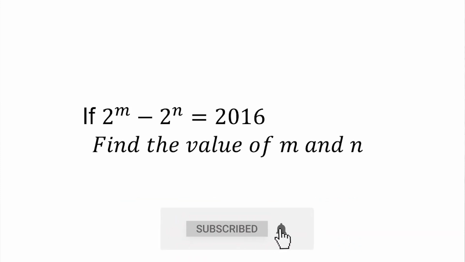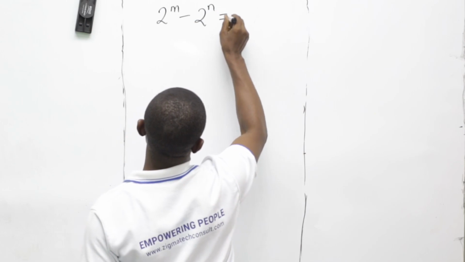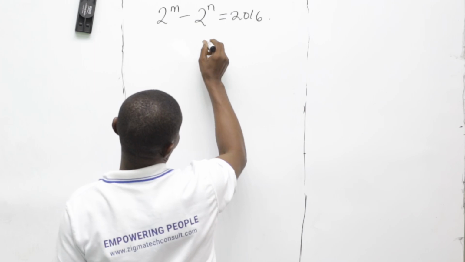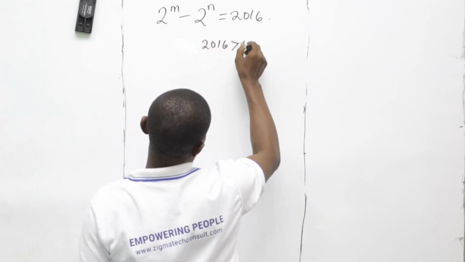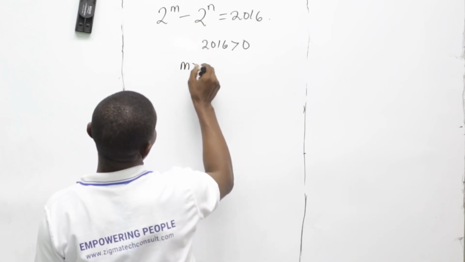So what do we do? You don't have to give up. All you need is to try to recall something and remember what to do. Since it's a part of word problems, though not written in a word form, but to me, it's also a challenge. 2 raised to the power m minus 2 raised to the power n equals 2016, okay? Let's say that 2016 is greater than 0, and m is also greater than n.